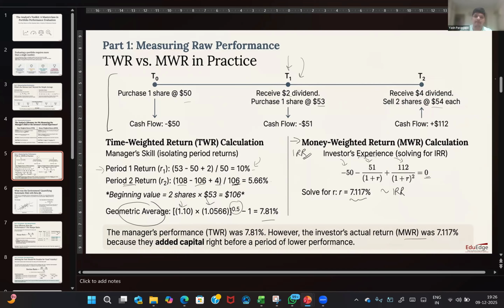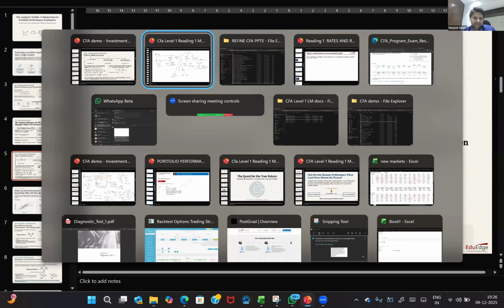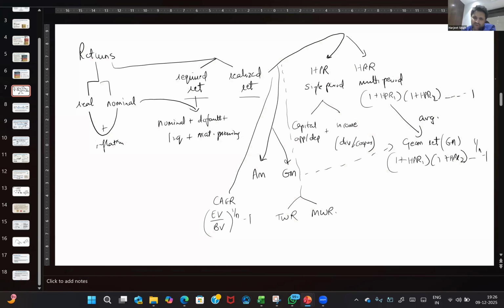Got it. Timing of cash flow. Right. So that's your TWR versus MWR in practice. So TWR, can I say, is from the manager's perspective, and MWR is the investor's perspective. Also, TWR is similar to geometric mean, which again is covered here. And MWR is IRR. So that's your entire gamut of returns landscape.